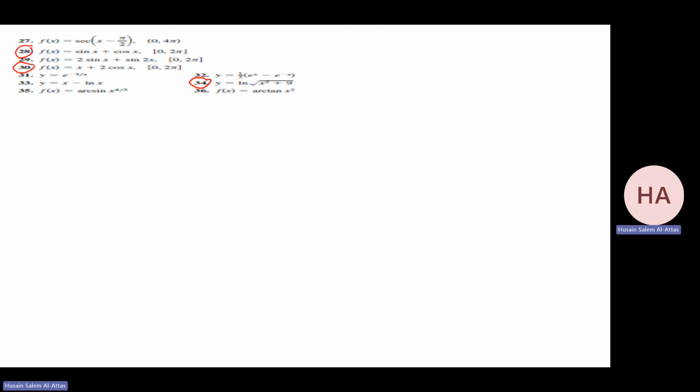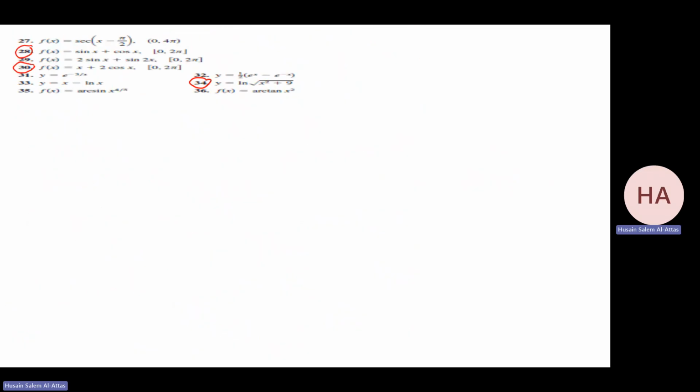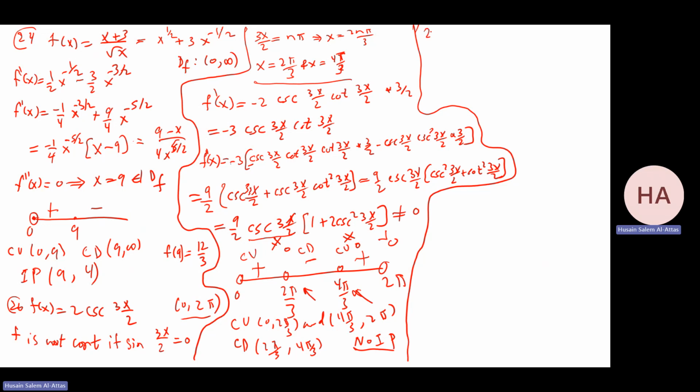Next function, secant of x minus pi over 2. Hopefully it's an easy one. Not sure. Secant between 0 and 4 pi. So it will be f prime, same complication. Secant x minus pi over 2 tan x minus pi over 2.